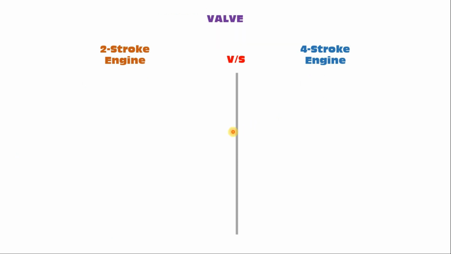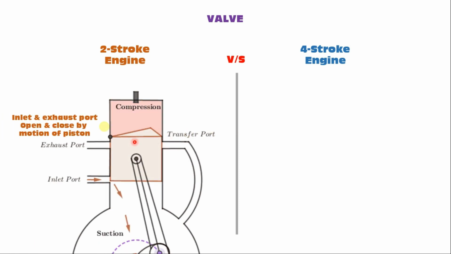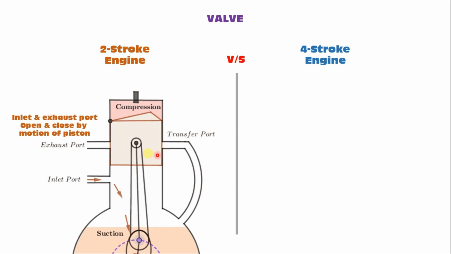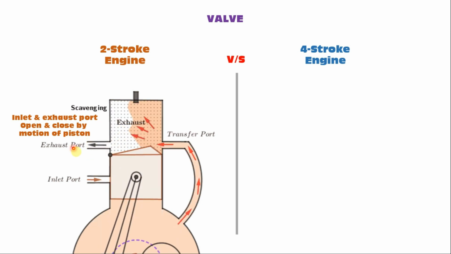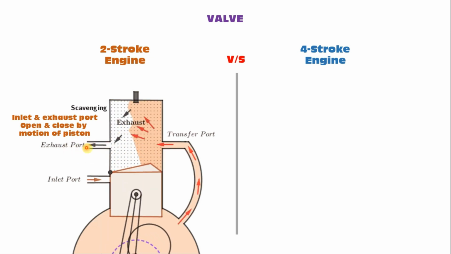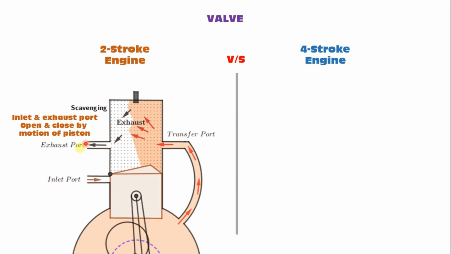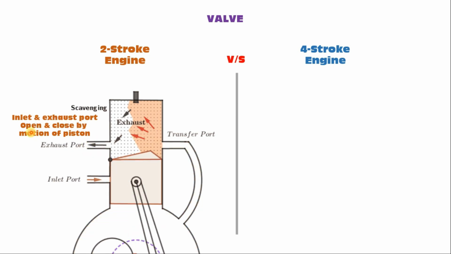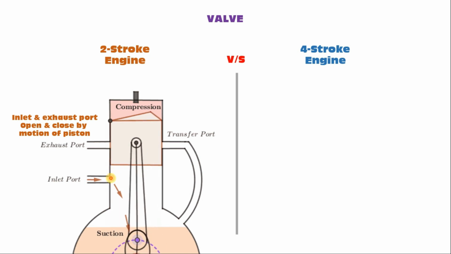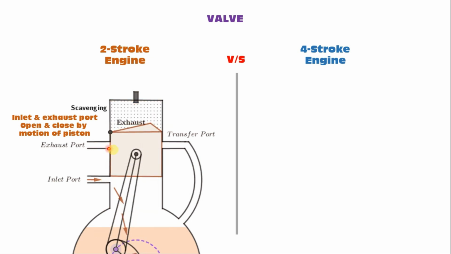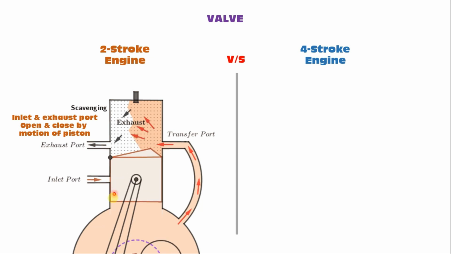Next is valves. In case of two-stroke engine, instead of valves, ports are used. I will explain what is port in working of two-stroke engine. Inlet and exhaust ports open and close by motion of piston. These ports are opened and closed based on relative position of piston.